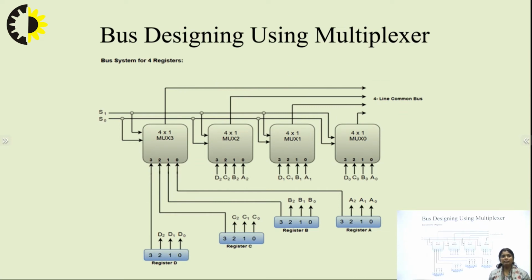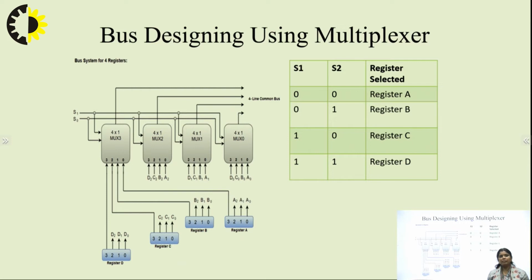Now, this is another example for bus designing. There are 4 registers, so the k value is 4 and the n value is again 4. So there will be 4 multiplexers and 4 registers, and the selection line depends upon the number of inputs, so log base 2 of 4 is 2. That's why here the selection line is 2. Now we can conclude how information is transferred in this 4-bit common bus. When we want to select register B, the selection line should be 0, 1. If we want to transfer the information from register D, the selection line will be 1, 1.